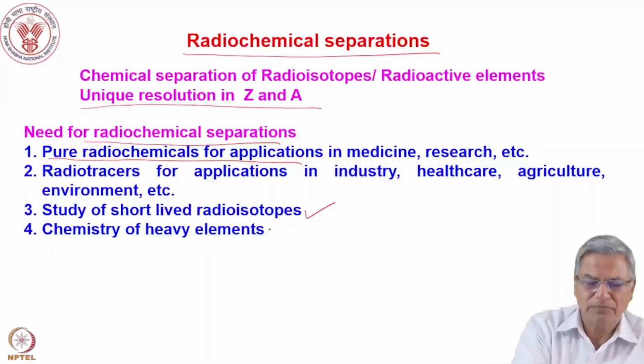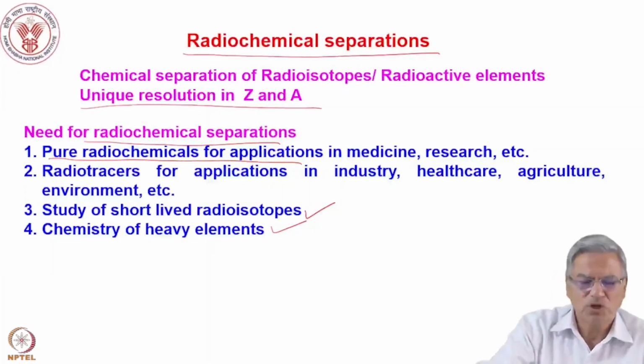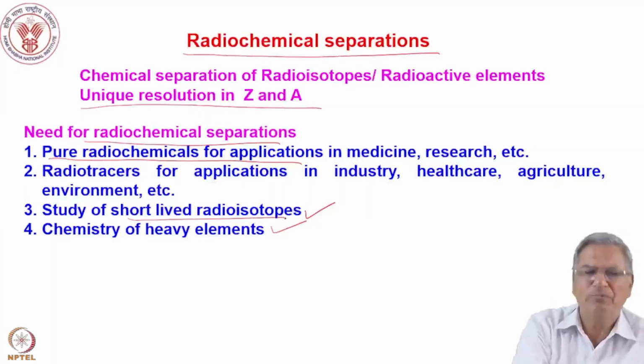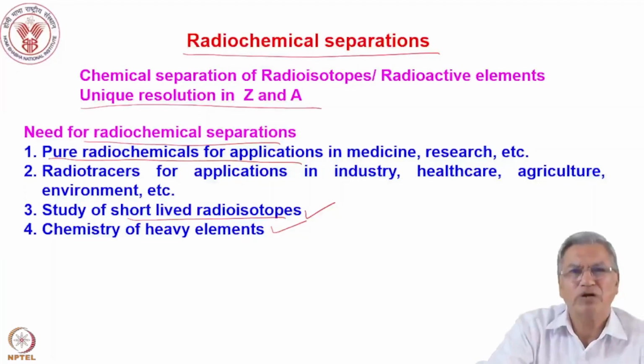So again, I have mentioned the chemistry of heavy elements. If you are studying the chemistry of heavy elements, from the time of nuclear reactions, their production and separation involves very fast radiochemical separation. Short-lived isotopes also have many applications, for example in PET, positron emission tomography, to produce F-18, carbon-11 or oxygen-15.